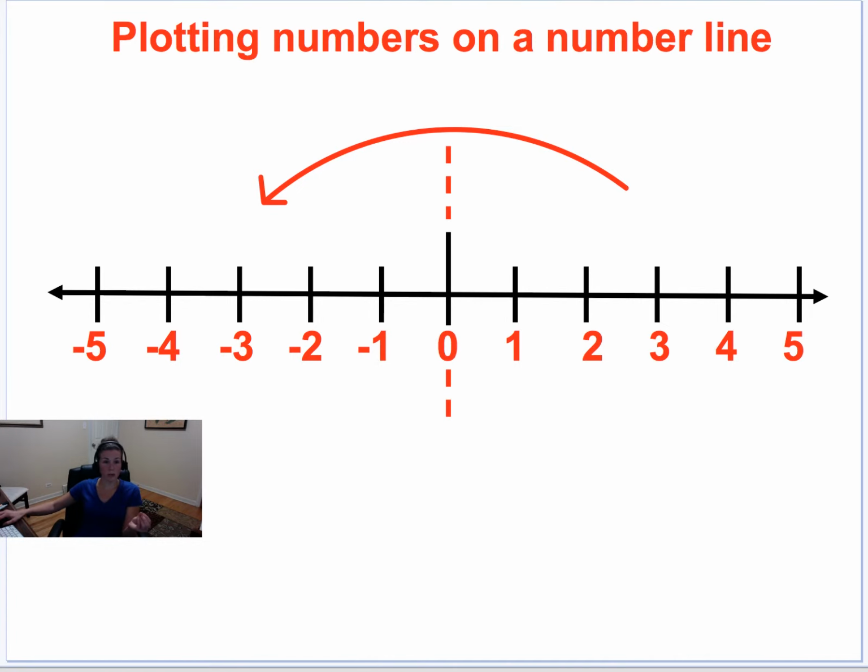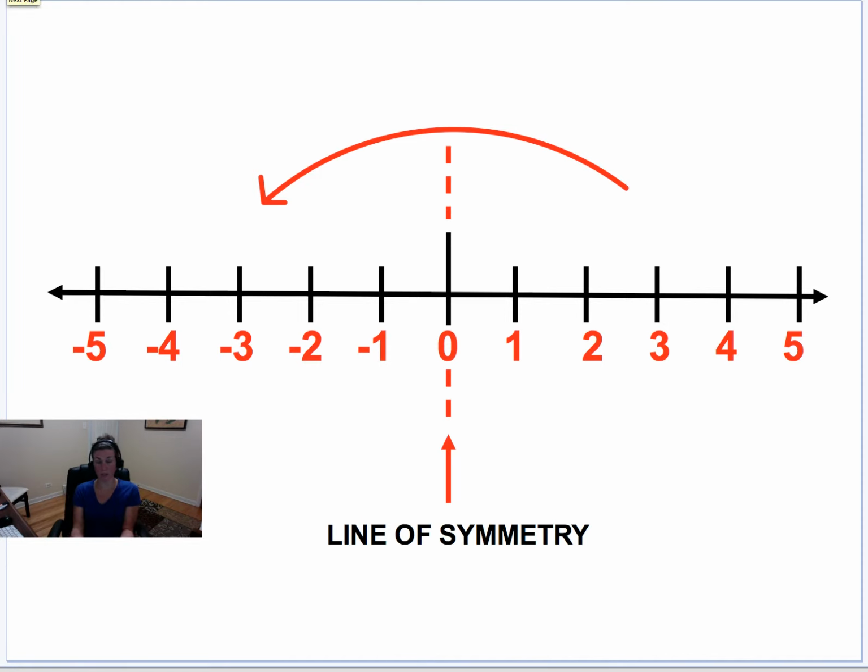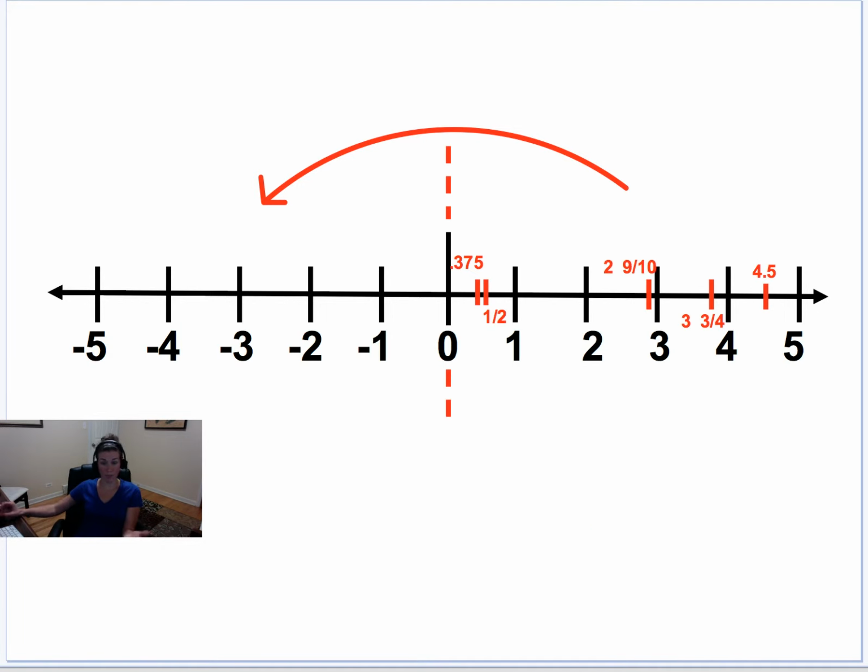So what we really have here is our 0 is our line of symmetry. And so if you can plot positive numbers, you can easily plot the negatives. So take a look at the numbers we plotted. We plotted 0.375, 1/2, 2 9/10, 3 3/4, and 4 1/2. Once you can plot those on the positive side, if you could picture folding this again along the 0, that's our line of symmetry on a number line, those would completely match up with the negative side.